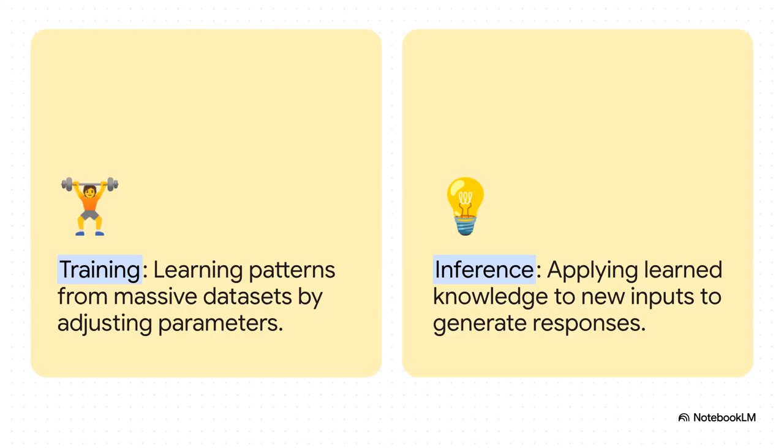The really crucial difference to grasp here is between training and inference. Training is like sending our model to culinary school. It takes massive computing power to process data sets and constantly adjust its internal parameters until the knowledge is locked in. Inference, on the other hand, is the model actually cooking a meal based on a brand new order from a customer. It's taking that hard-earned knowledge and applying it to generate a rapid response.